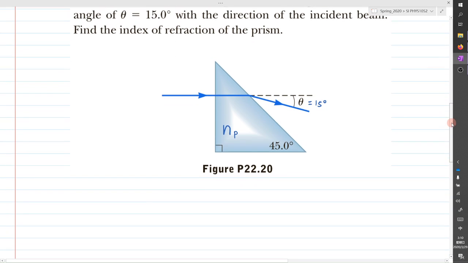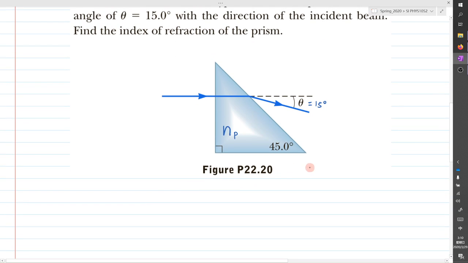I think it's pretty obvious we want to use Snell's law. I don't think there are any other laws applying to this situation. We've got angles, and we're looking for the index of refraction. Snell's law is perfect for that. So, n1 sine theta 1 equals n2 sine theta 2, right?